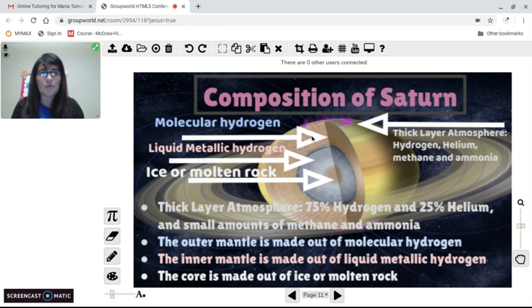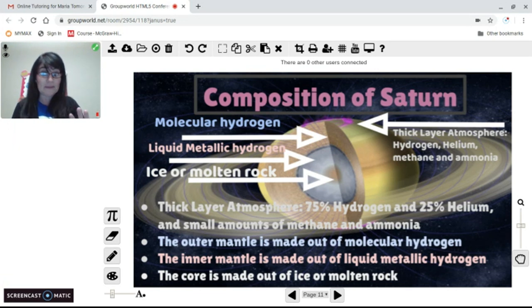The 3 inside are the molecular hydrogen, liquid metallic hydrogen, and ice or molten rock. And then the atmosphere, it's a thick layer atmosphere: hydrogen, helium, methane, and ammonia. I don't know if you remember in 3rd grade when you learned about the outer, inner, and core, use those words. So the thick layer atmosphere, what percentage if you Google it and you find it? 75% hydrogen and 25% helium, and a small amount of methane and ammonia.